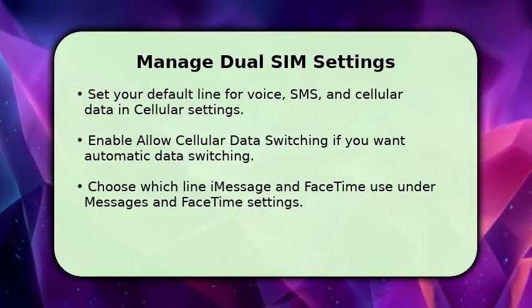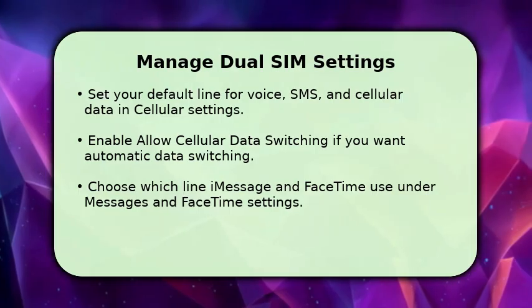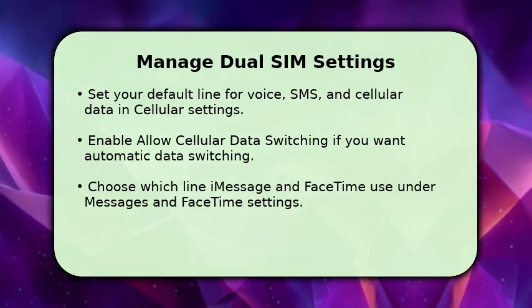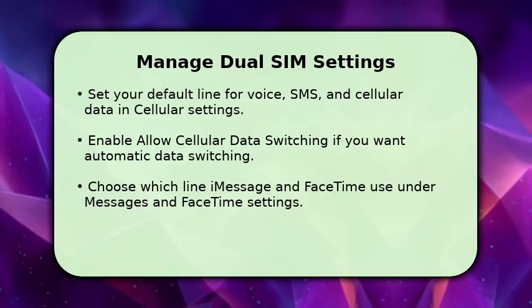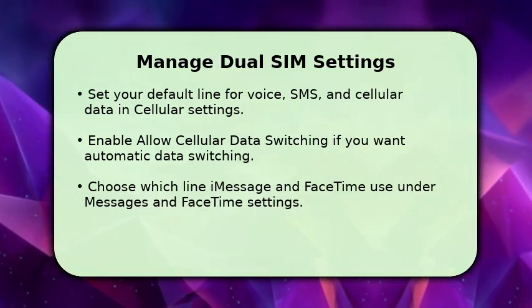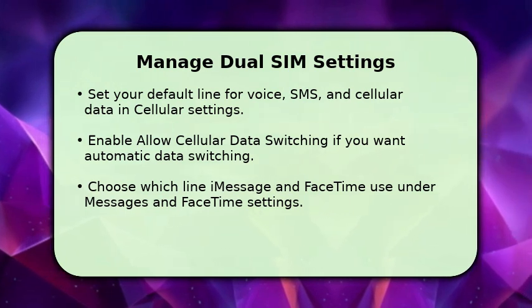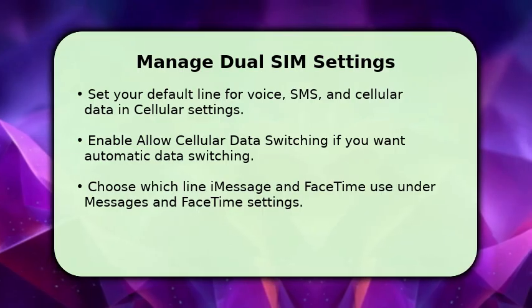If you want automatic fallback, enable Allow Cellular Data Switching so active calls can use the other data plan when needed. Configure iMessage and FaceTime to use a specific line under each app's settings. For international travel, turn on data roaming per line and review carrier roaming rates before use.